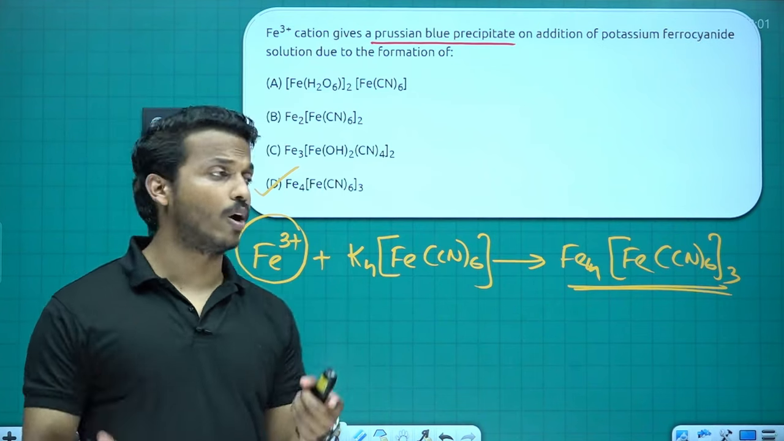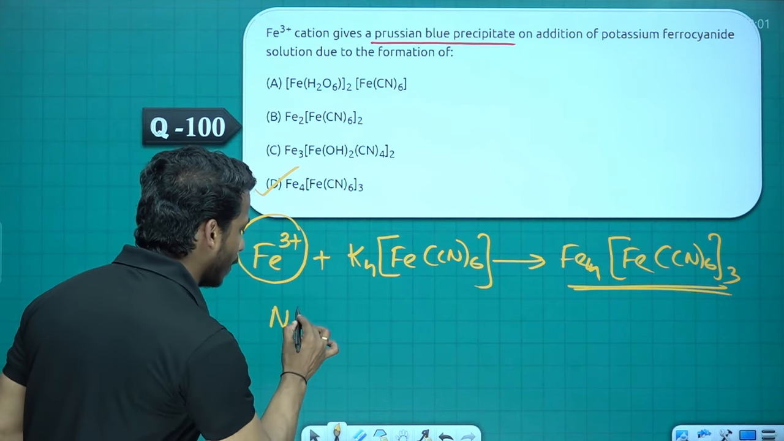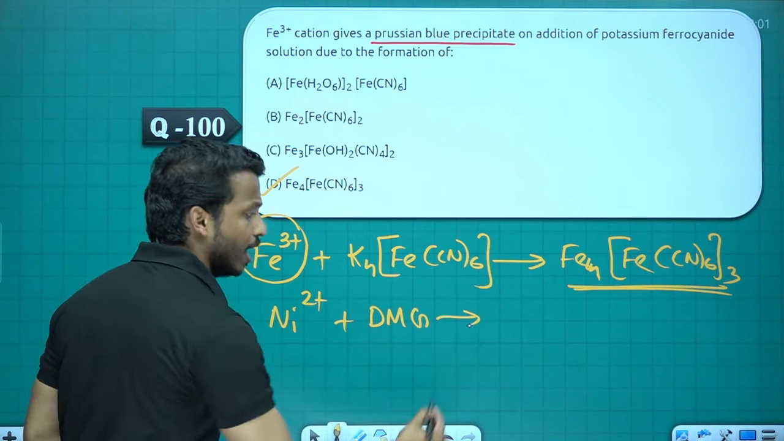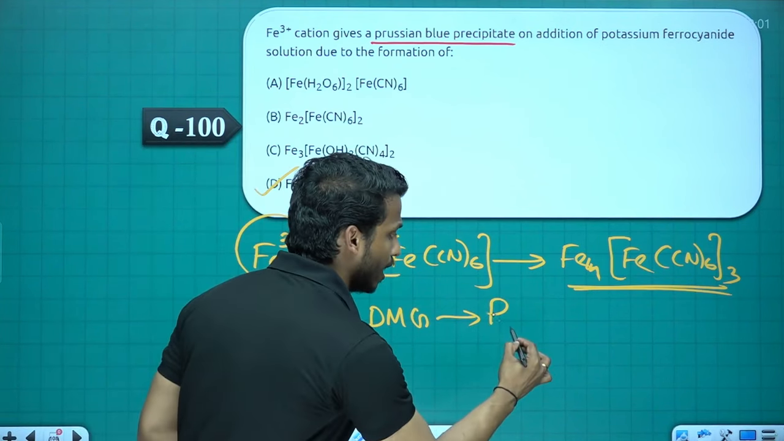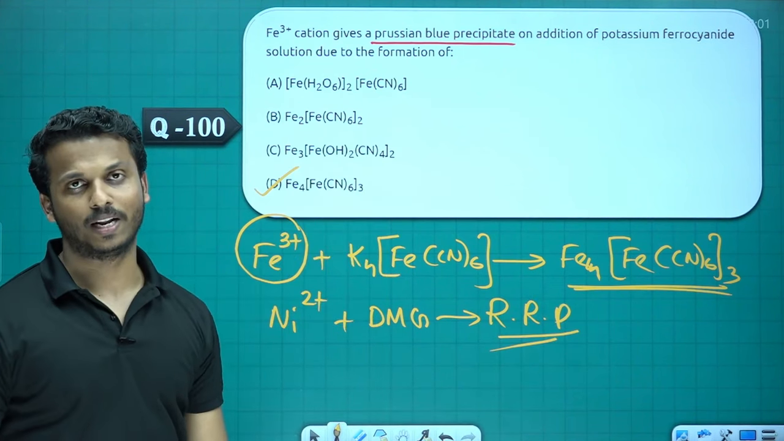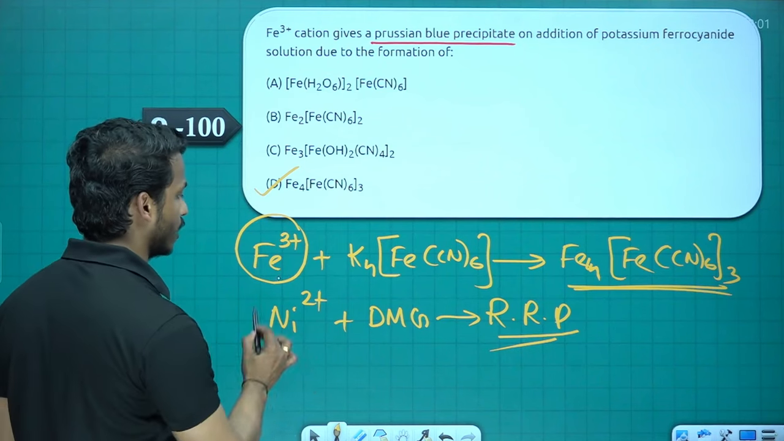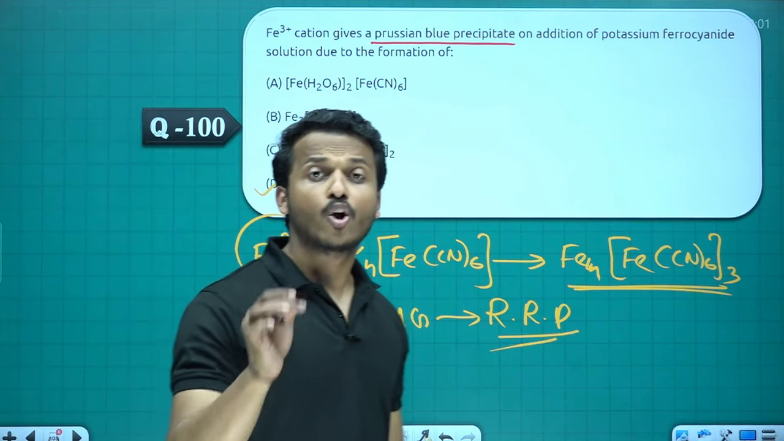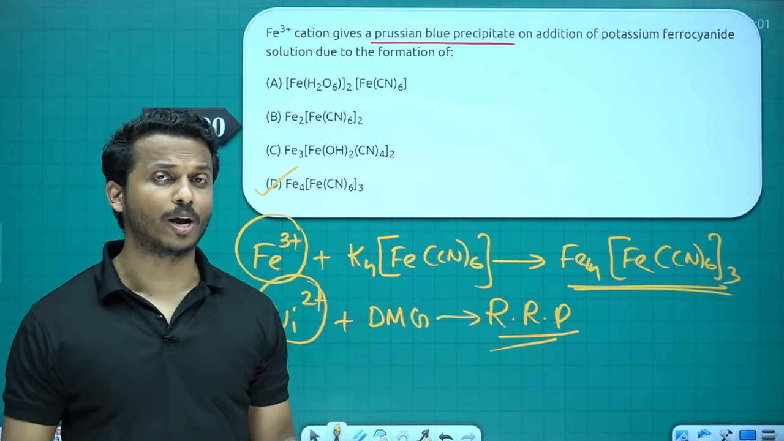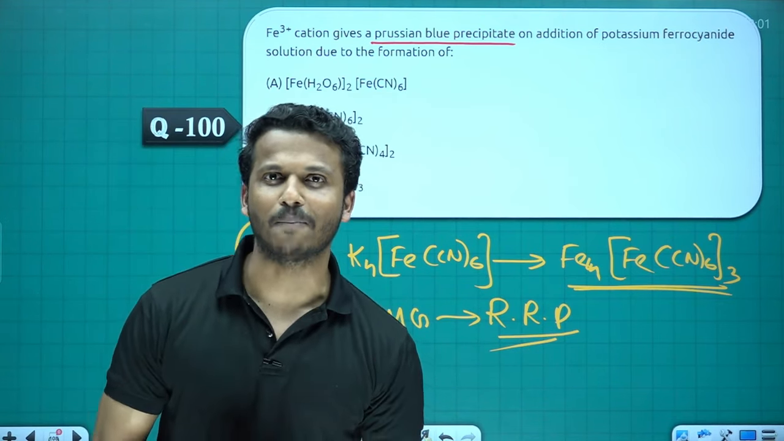One more thing you studied: how do you detect nickel? Nickel reacts with DMG, dimethylglyoxime, and you will get a rose red precipitate, which indicates the presence of nickel. We studied this under qualitative analysis. I think we have almost completed the chapter coordination compounds.